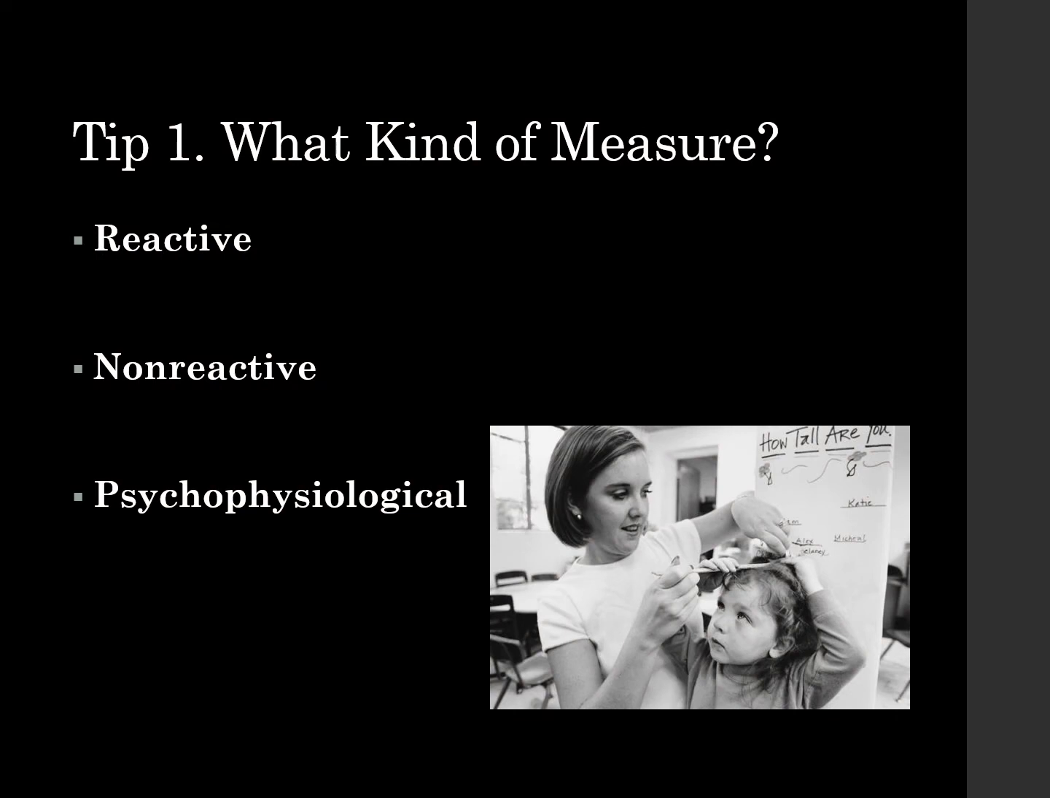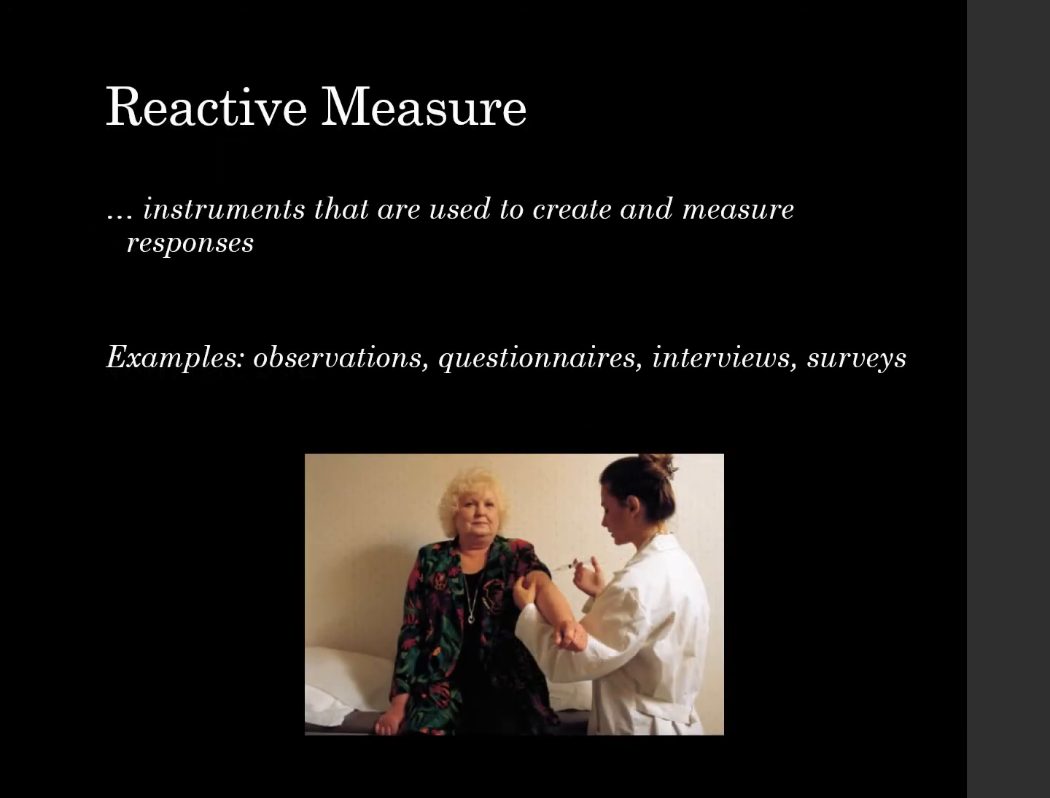First, let's look at what kind of measure we're going to be looking at. There are three types. We've got reactive, non-reactive, and psychophysiological. We'll go over each of these a little bit more. Reactive measure. This is when instruments are used to create and measure responses. We can look at examples like interviews, surveys, observations, things like that.